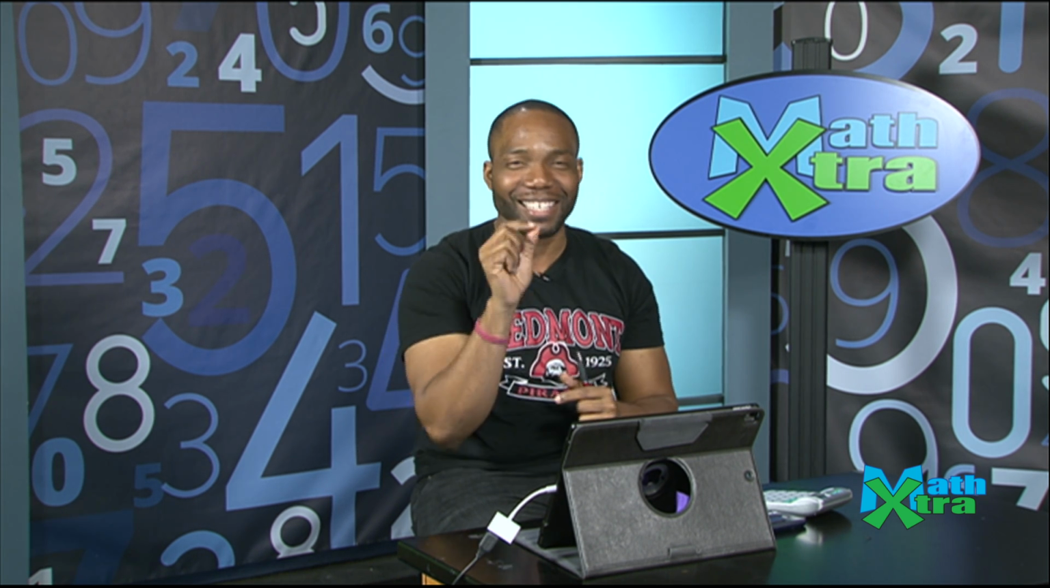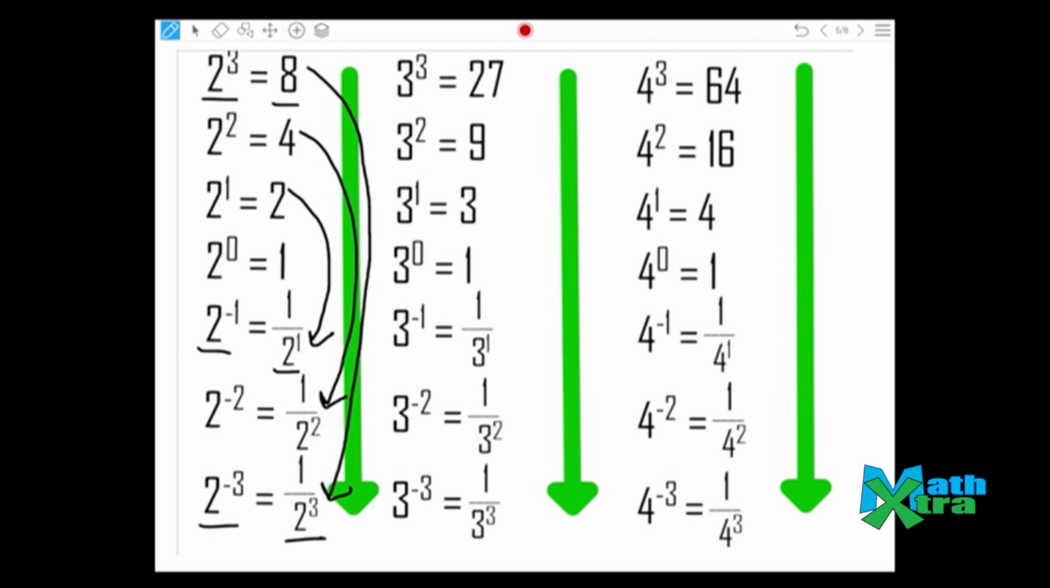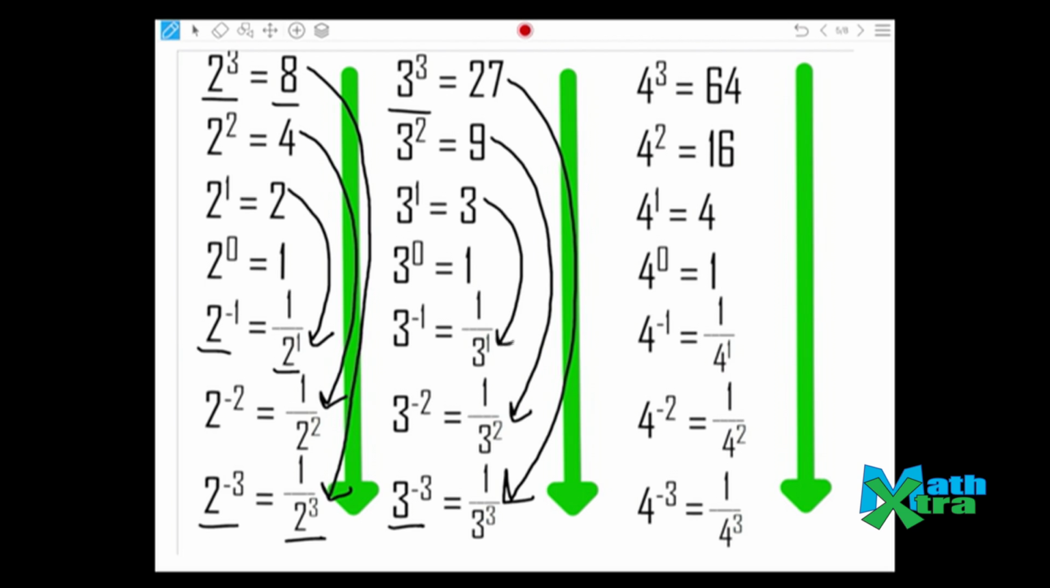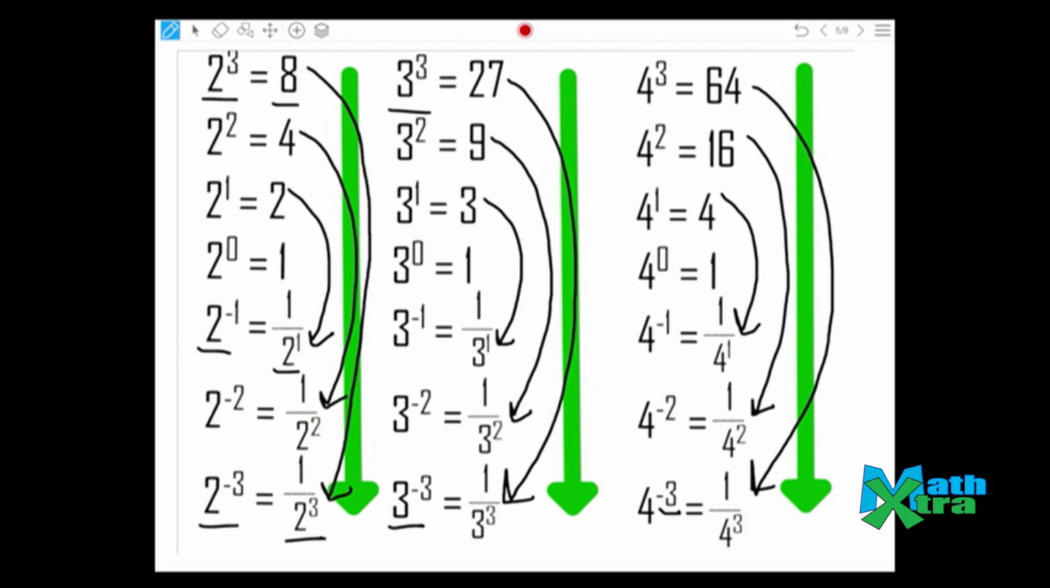So let's look at the second column. So again, 3 to the third, 3 to the negative third. This can be written as 1 over 27, which is the same thing as 1 over 3 to the third. This is the same thing as 1 over 3 squared. This is the same thing as 1 over 3 to the first power. Let's go to the fourth column because you already know I'm going to go there. 4 to the third power, if it's now negative, becomes 1 over 4 to the third power. 1 over 4 squared, 1 over 4 to the first power.